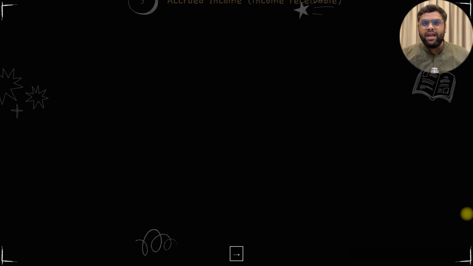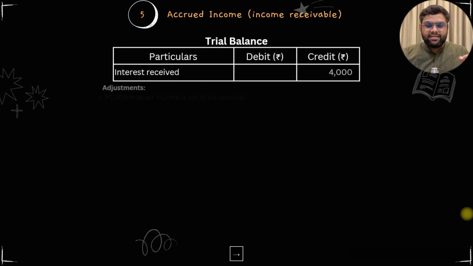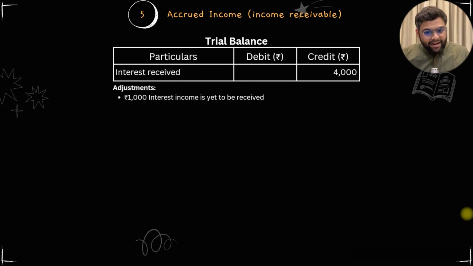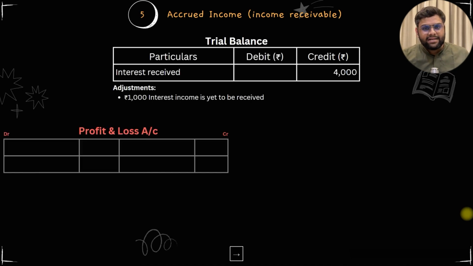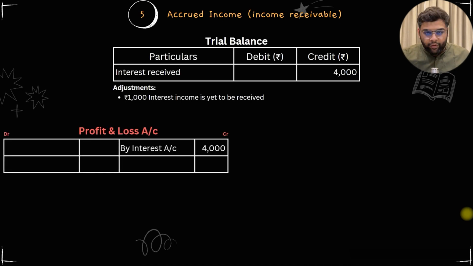Last, number 5, the trial balance says interest received is 4,000. It is an income because it is on the credit side and the adjustment says that 1,000 interest income is yet to be received. Now it is an income, therefore on the credit side of the P&L account you will write by interest account 4,000. Now let's look at the 1,000.